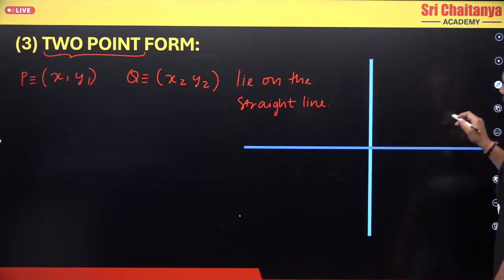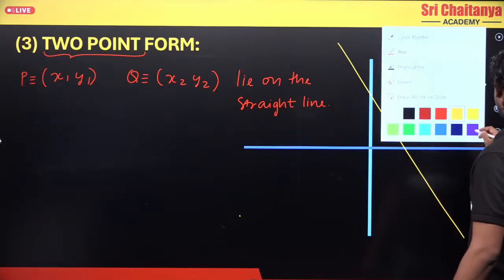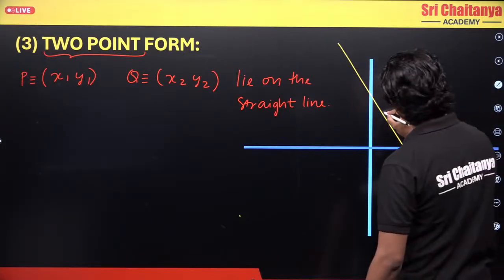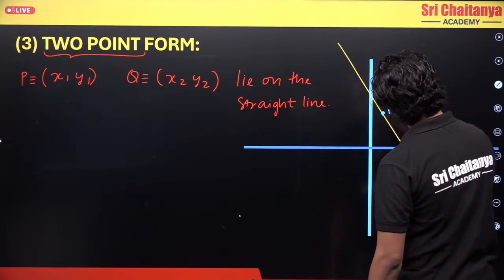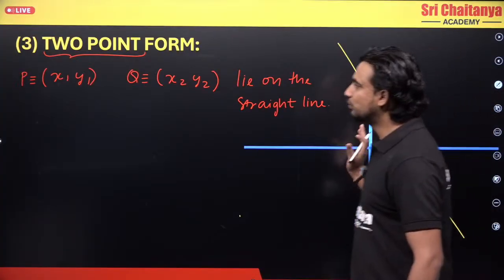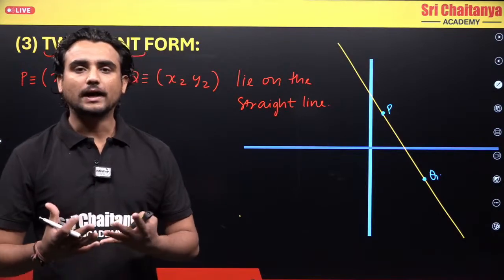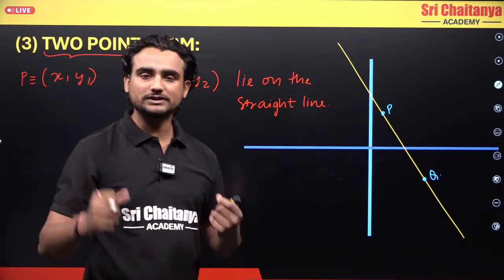So let's make a general equation. Let's say this is my straight line, and there are 2 points. What are the 2 points? The 2 points are P and the other point is Q. If I have these 2 points lying on the straight line, what can I do? I can write the general equation of a straight line.